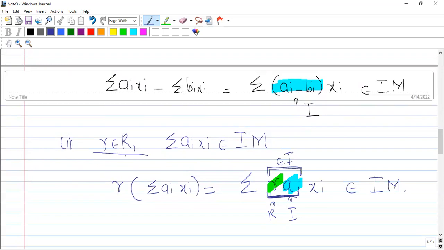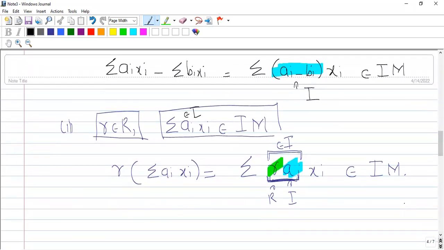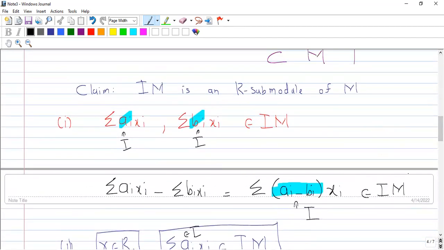So if we multiply an element of the ring with an element of IM, which is in this form, where we know that a_i is an element of I, then r times this combination is equal to summation of r a_i x_i. So r a_i is an element of I, since I is an ideal of R, and if you multiply an element of an ideal with an element of the ring, you will get an element of the ideal. So the whole linear combination is an element of IM. This proves that IM is an R submodule of M.